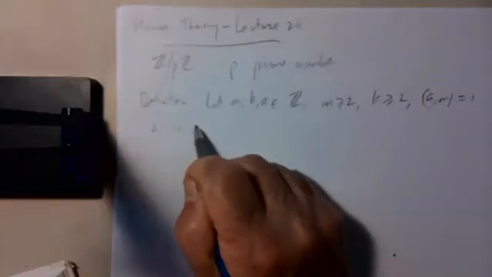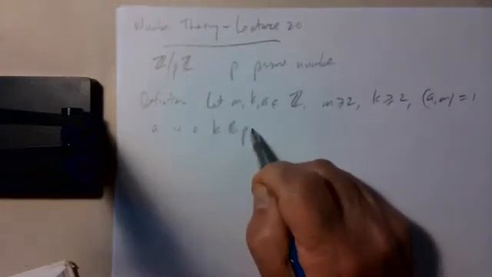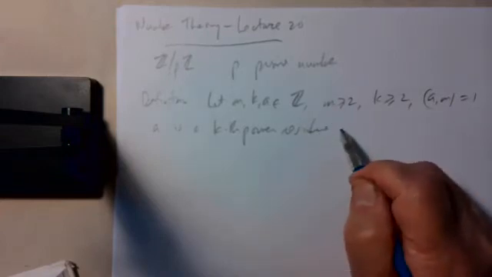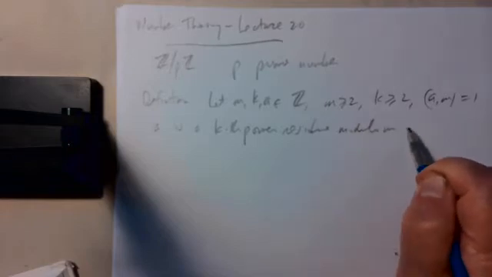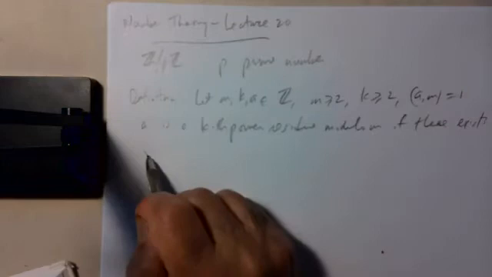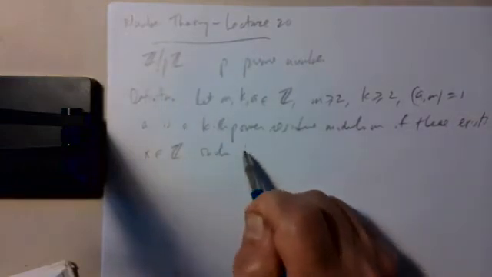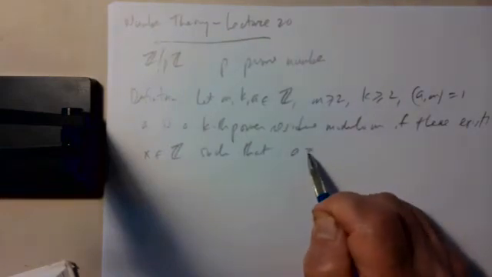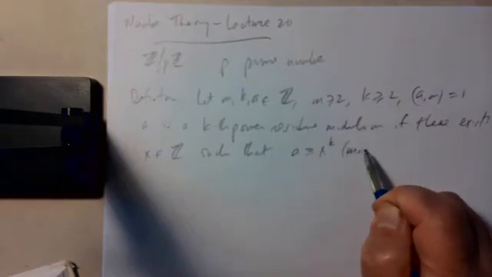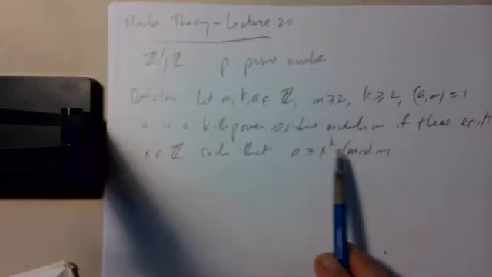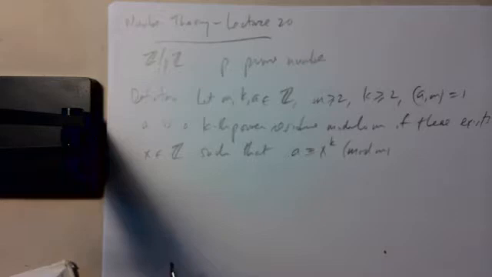So we say that A is a kth power residue, modulo M, if there exists an integer x such that A is a kth power mod M. That means A is congruent to x to the k mod M. So kth power residue is the same as kth power, but we're looking at residue classes modulo M.